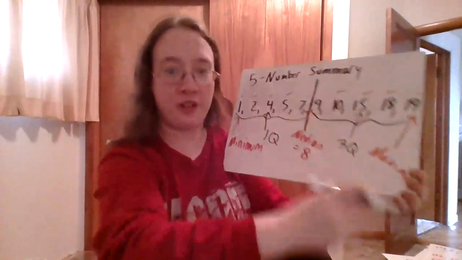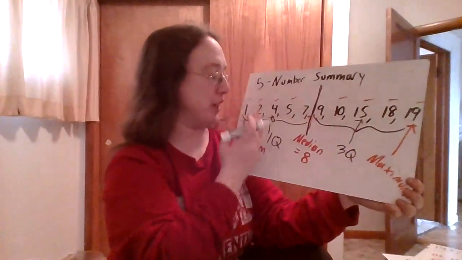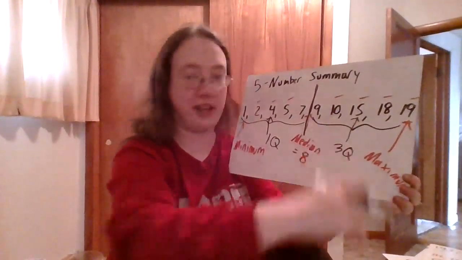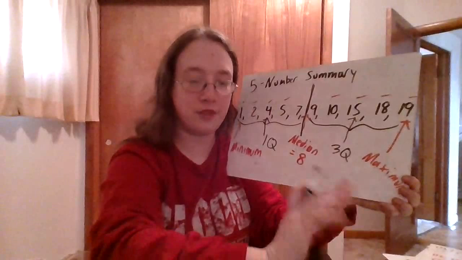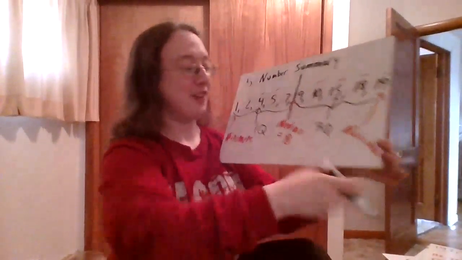First and third quartiles are right in the middle of your two halves. So the middle of your first half is your first quartile, and the middle of your second half is your third quartile. Good so far? Okay, because now we're going to draw a box plot with it. I should have left myself some more room on there.